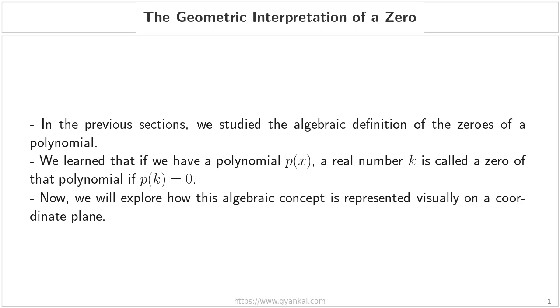Up until now, we have been working purely with numbers and equations. However, today, we are going to shift our perspective. We are going to explore how this algebraic concept, this idea of finding where an equation equals 0, is actually represented visually on a coordinate plane. We're moving from the world of algebra into the world of geometry.